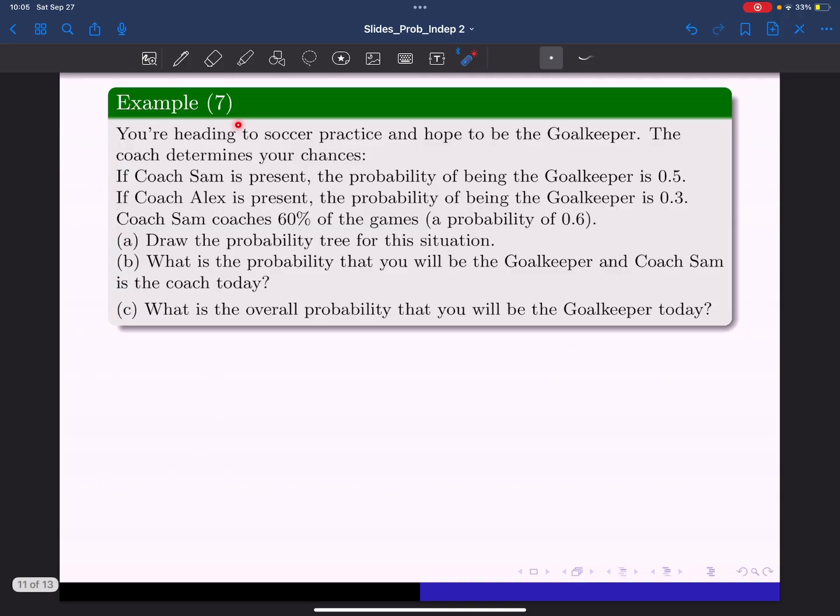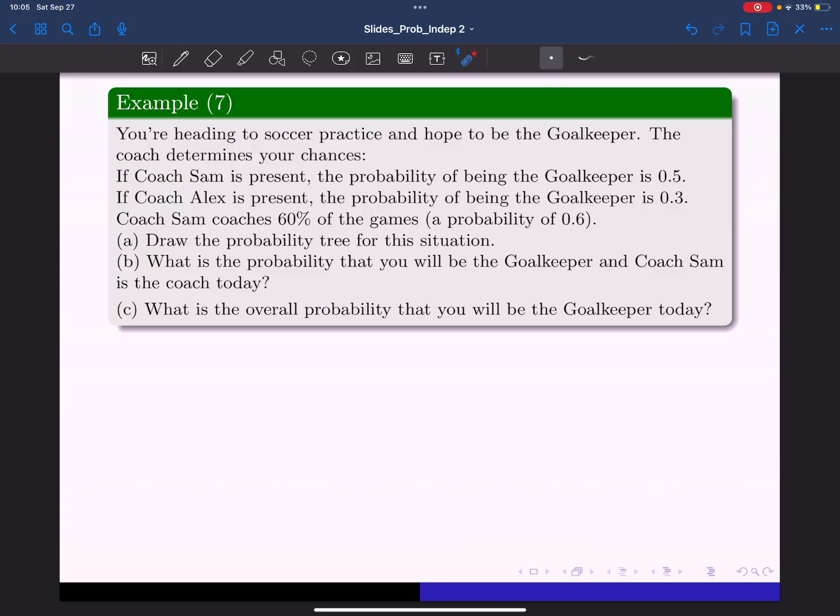Example 7. If you are heading to a soccer practice and you hope to be a goalkeeper, the coach determines your chances. If coach Sam is present, the probability of being a goalkeeper is 0.5. If coach Alex is present, the probability of being the goalkeeper is 0.3. Coach Sam coaches 60% of the games, so that means a probability of 0.6.